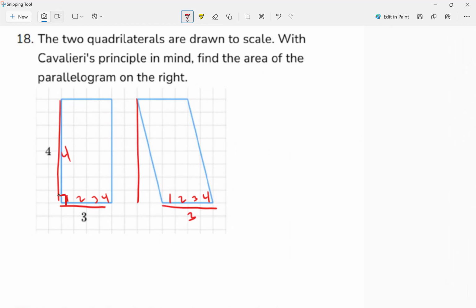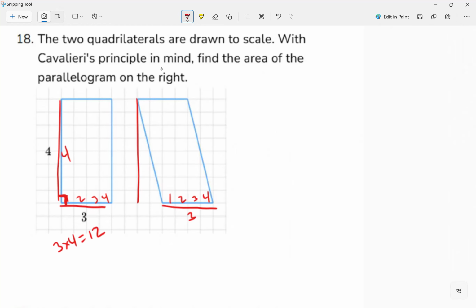My rectangle here makes a 90-degree angle here. So I'm gonna get the area of my rectangle on the left side. I know for this rectangle, I have to go 3 times 4. So 3 times 4 gives me 12. I know for a rectangle, I have to multiply the two sides that make the 90-degree angle. So 3 times 4 is 12.